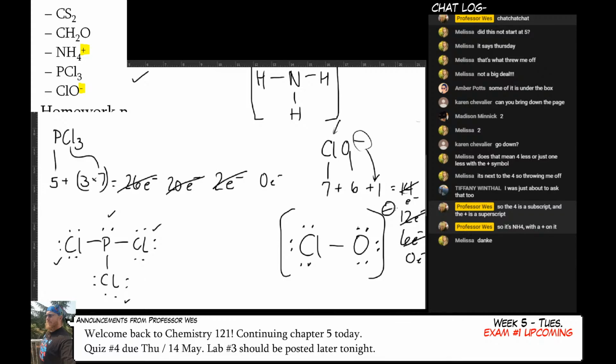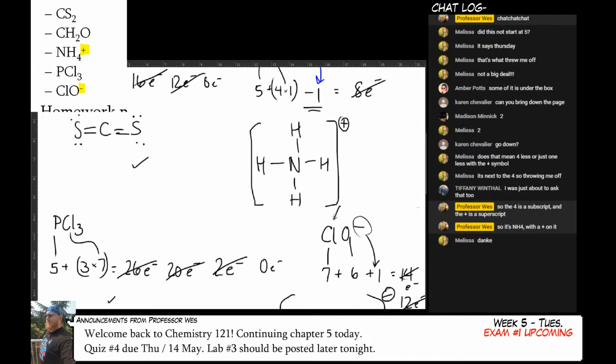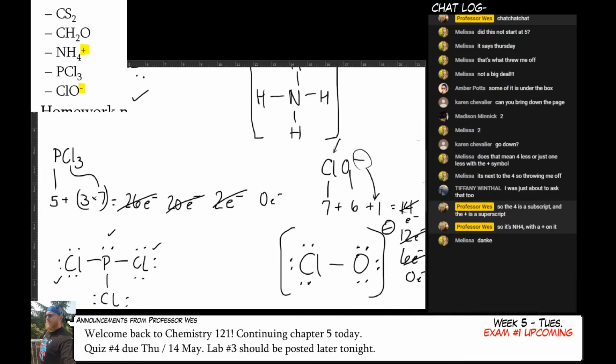Just got to put my brackets and put a charge in the corner. That's all there is to it. Alright, so hopefully you got those for your Lewis structures. There's the one up there. I didn't do CH2O because we did it earlier. Are there any questions about drawing Lewis structures? Because that's it. That's all there is to it.